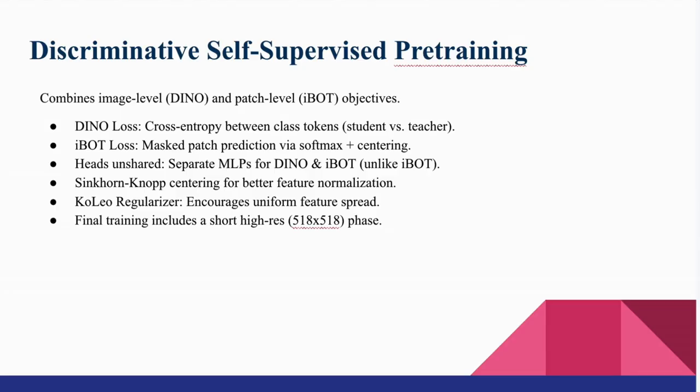Another small but impactful trick, a short high resolution phase is added at the end, in which images are trained at 518 by 518 pixels instead of the usual 224. This drastically improves performance on dense tasks like segmentation and depth without much computation overhead. Altogether, these design choices make the DINOv2 framework highly robust, stable at scale, and versatile across both image level and pixel level tasks.